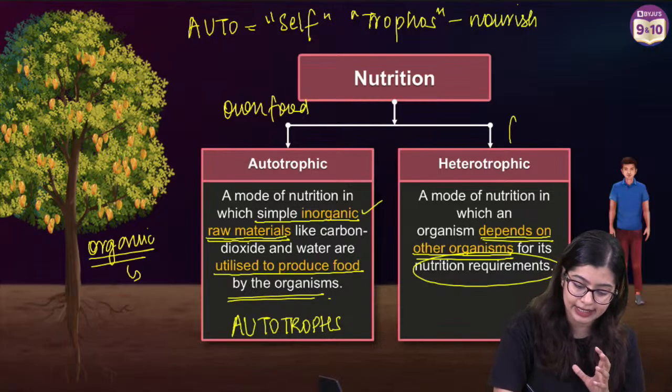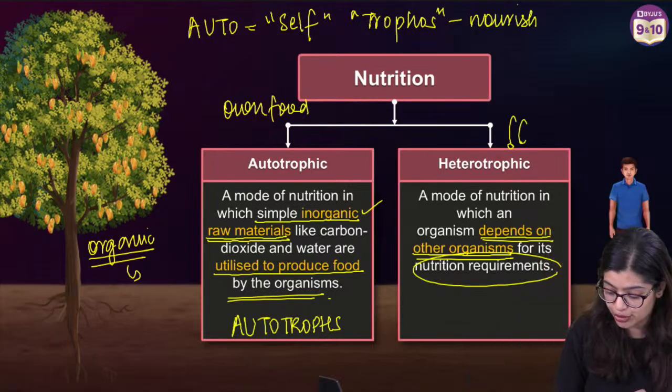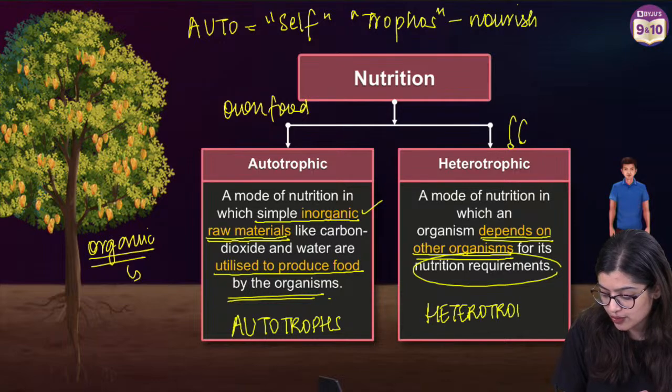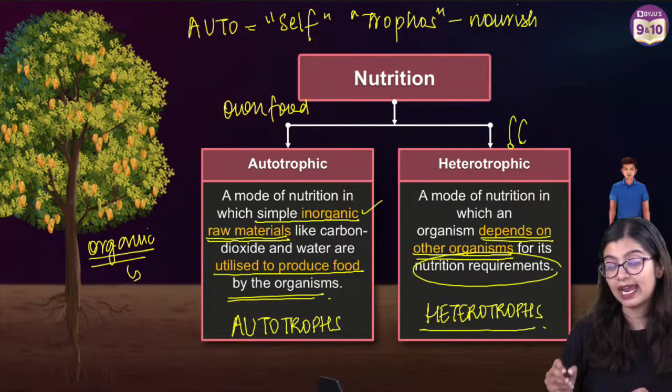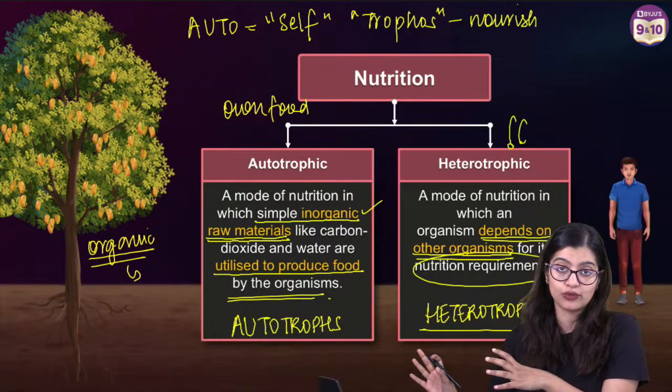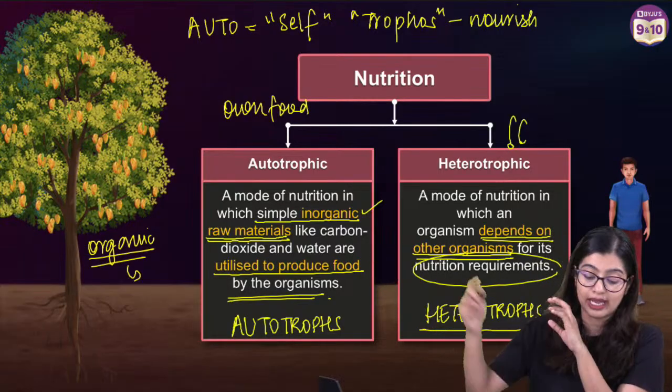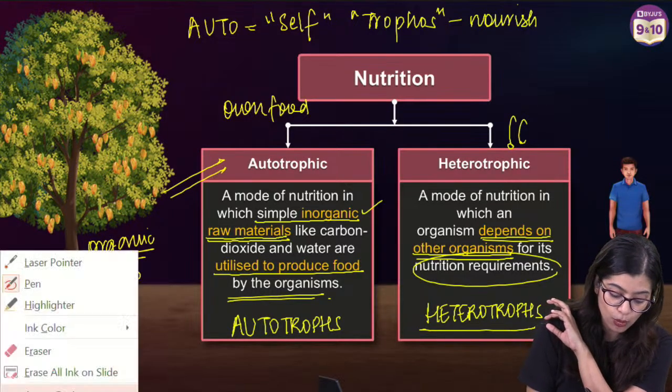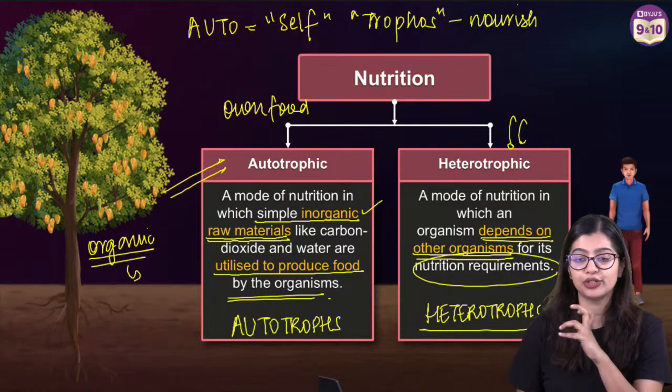All of them come under the category of heterotrophic mode of nutrition, and we call them heterotrophs, right? So we will call them heterotrophs. Today we are not going to get into heterotrophic mode of nutrition because that's a whole other thing altogether. But today we will focus more on autotrophic mode of nutrition.